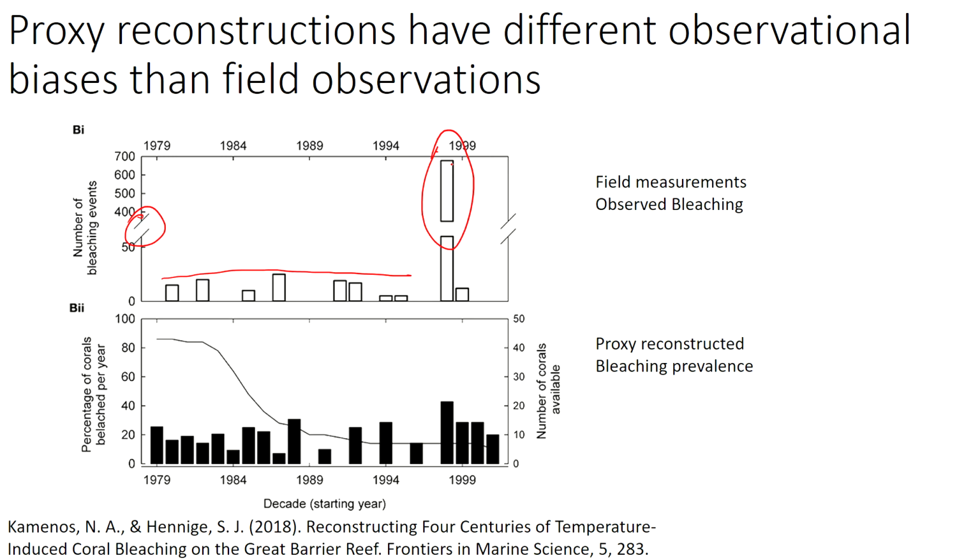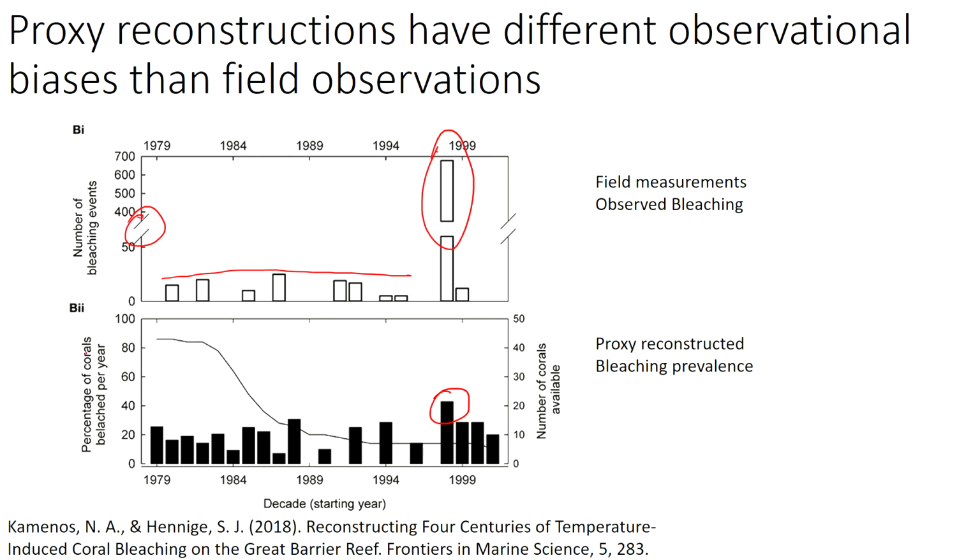So if we actually look at the proxy record of coral bleaching, we can see that 1998, this year here, was the highest incidence of at least proxy coral bleaching that has been recorded here. But it is nowhere near an extreme outlier as it is in the observational data set.